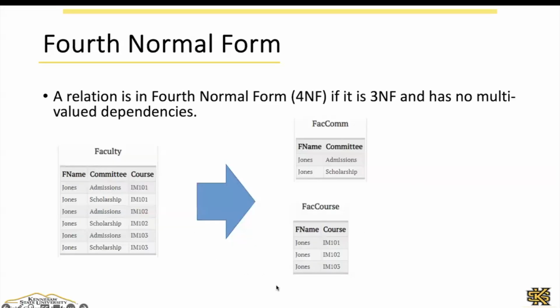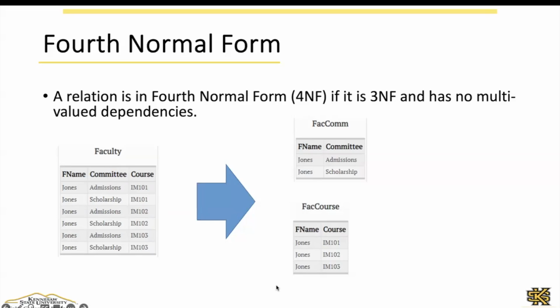And finally, the fourth normal form. A relation is in fourth normal form if it is already in the third normal form and has no multi-value dependency. So what do we mean by multi-value dependency? So let's go through an example to make it clearer.